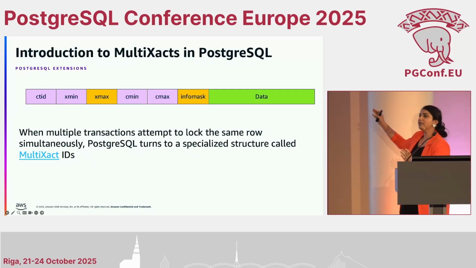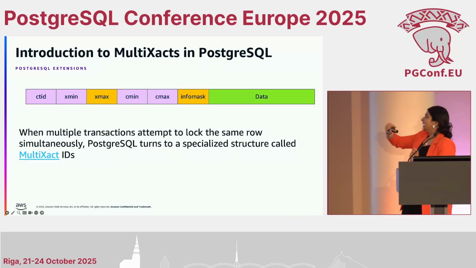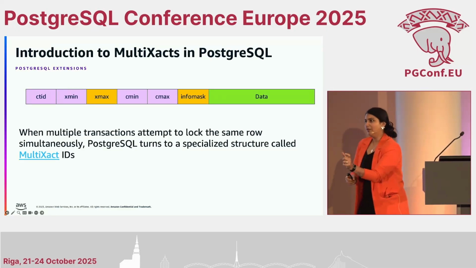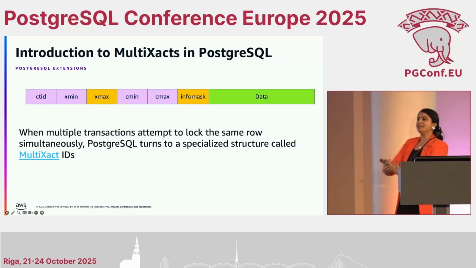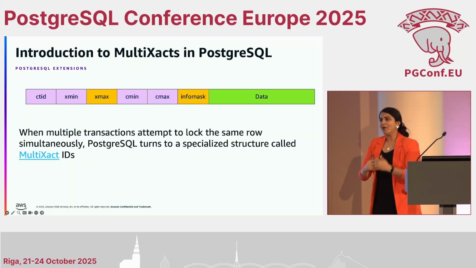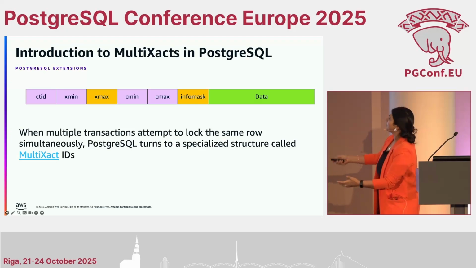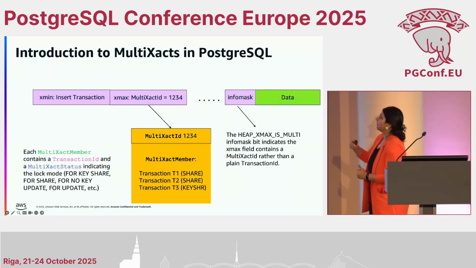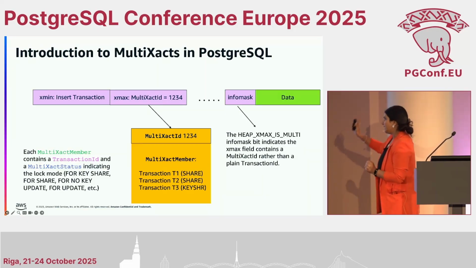So there is a lot of information in the tuple header, right? However, Xmin and Xmax is a single value. You can't store more than one value there. So if multiple transactions are trying to access the same row, there is no space. I can't store it there. So what we do is we create something called a MultiXact structure. So this is how it looks like.